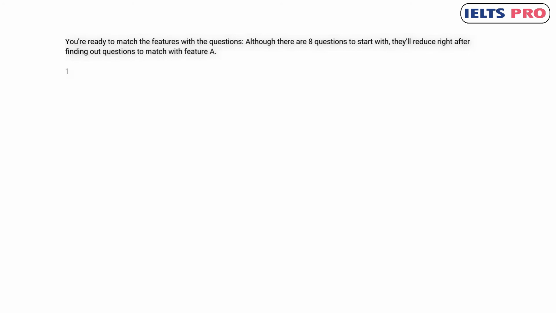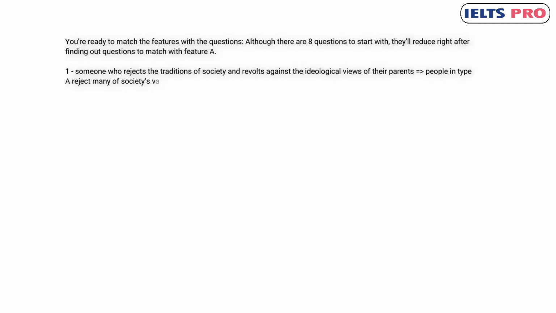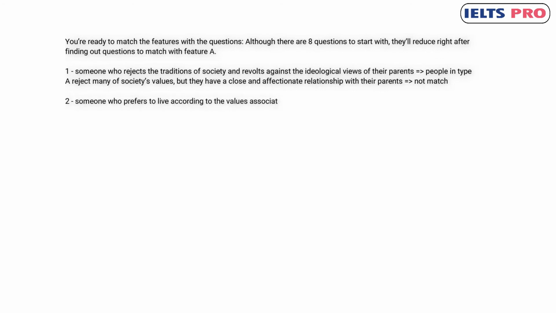You're ready to match the features with the questions. Although there are 8 questions to start with, they'll reduce right after finding out questions to match with feature A. 1. Someone who rejects the traditions of society and revolts against the ideological views of their parents equals people in type A reject many of society's values, but they have a close and affectionate relationship with their parents, so not a match. 2. Someone who prefers to live according to the values associated with the security of the past equals, for keyword reject many of society's values, this is not type A, so not a match.